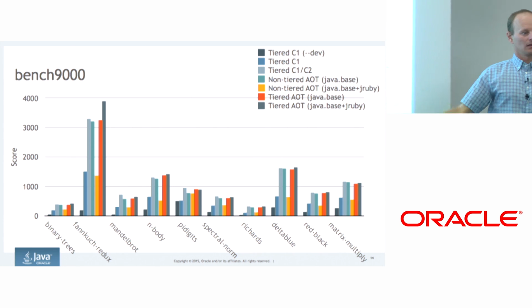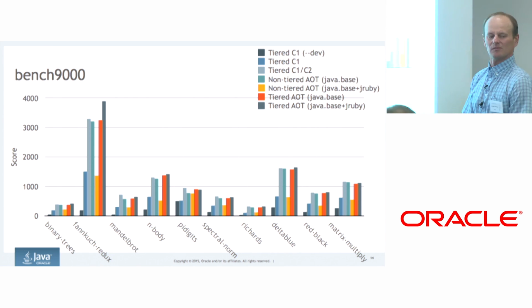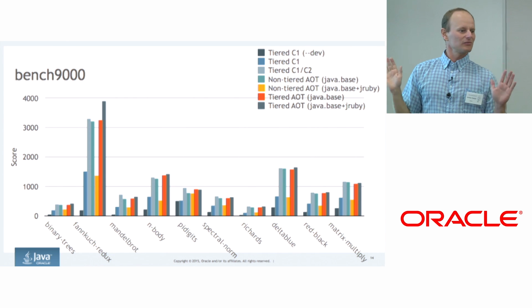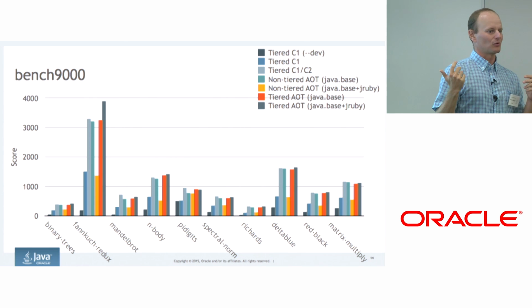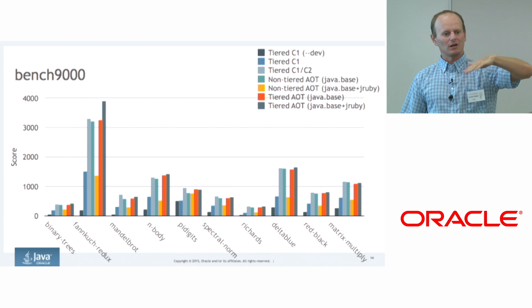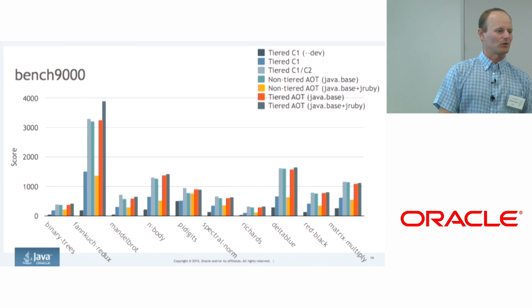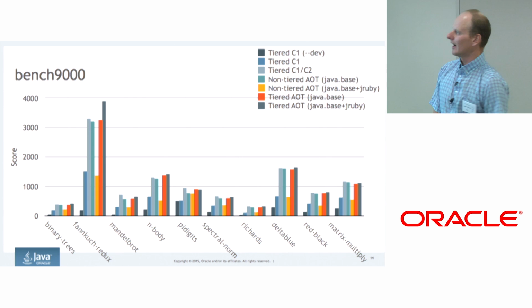Can you describe the vertical axis? Is it time or is this score? No, it's score. Okay. Higher is better. Yeah. I've never used Bench 9000 before, so it prints the time when it runs and then it calculates a score. I don't know how. On the previous slide, higher time was better. Higher is better, yes.